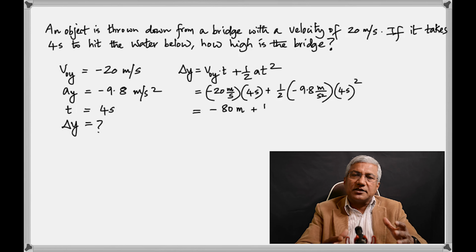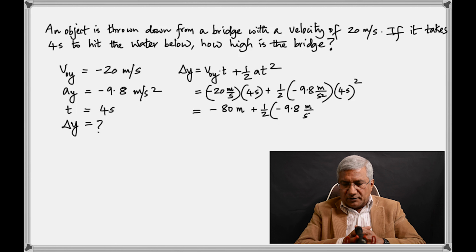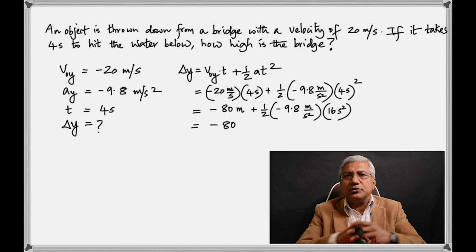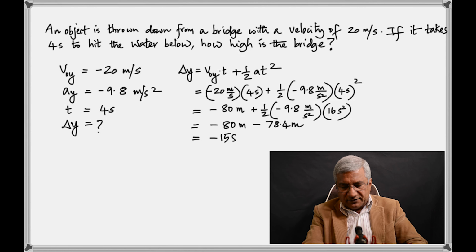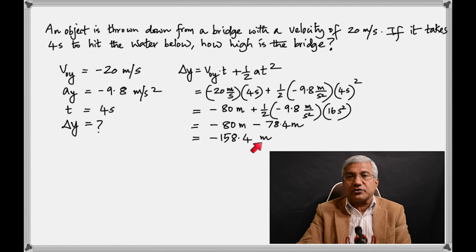So the first term is negative 80. And for the second term, remember that 4 squared is 16, so when you multiply 16 by negative 9.8 and then divide by 2, you are going to get negative 78.4 meters. So that gives you negative 158.4 meters. So that is the answer.